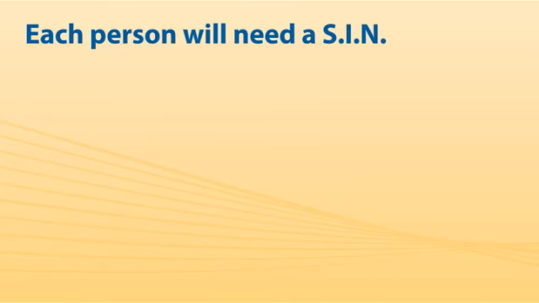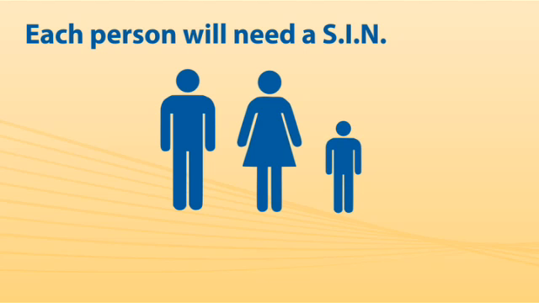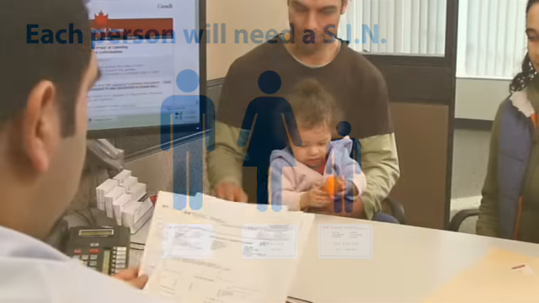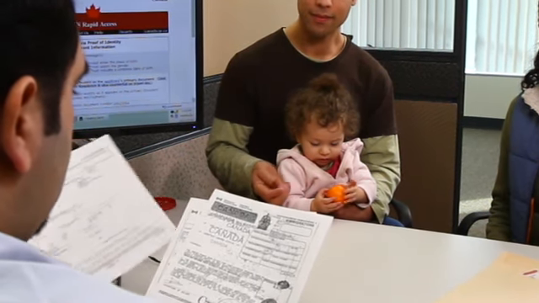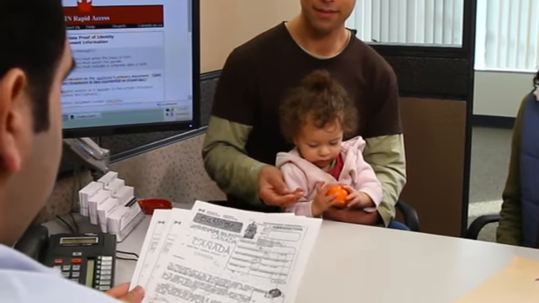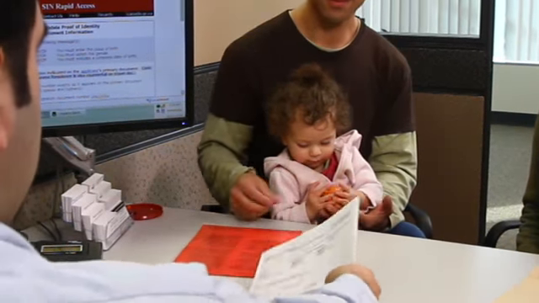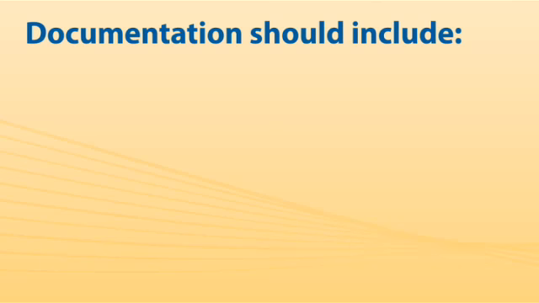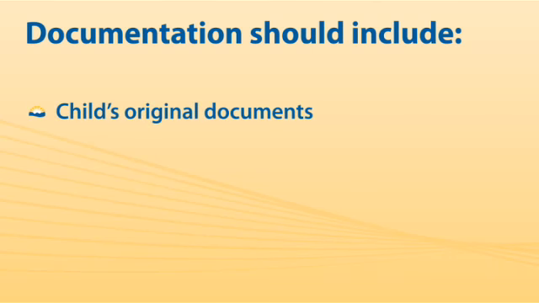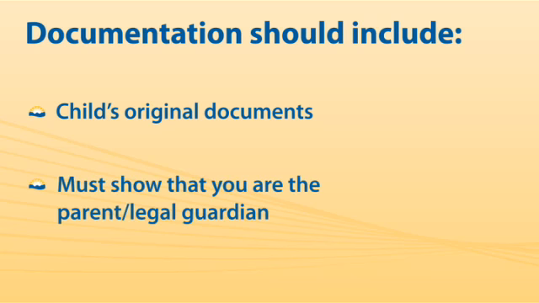Each person will need to apply for their own S.I.N number. For example, a family of 3 would have 3 separate numbers: one for the mother, one for the father, and one for the child. In order to obtain government services for your family, apply for your child's S.I.N while you are applying for your own. There is no minimum age restriction. To apply, you must have your child's original documents that show you are the parent or legal guardian.